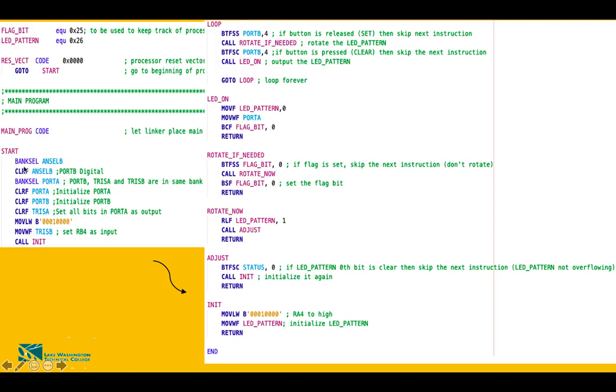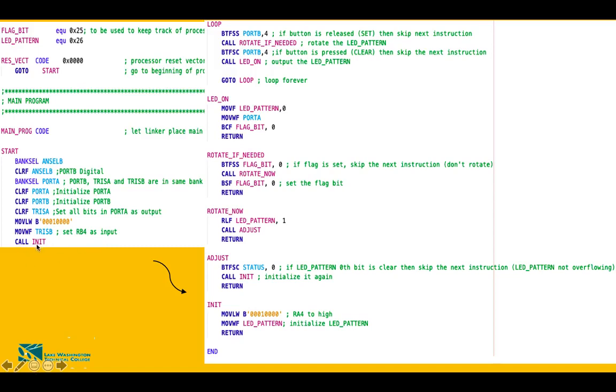You remember, bank select, clear F, making the port as digital, and then bank select, port A, clear F, port A, port B, and then TRIS A, making all of port A your output. And then move literal number to the working register, and from the working register to TRIS B. So when it is moved to TRIS B, then RB4, which is your button, is set as your input. Okay, and then call init.